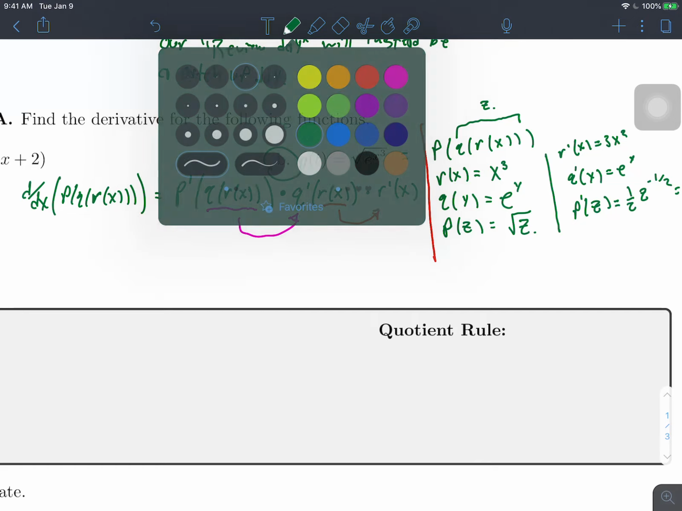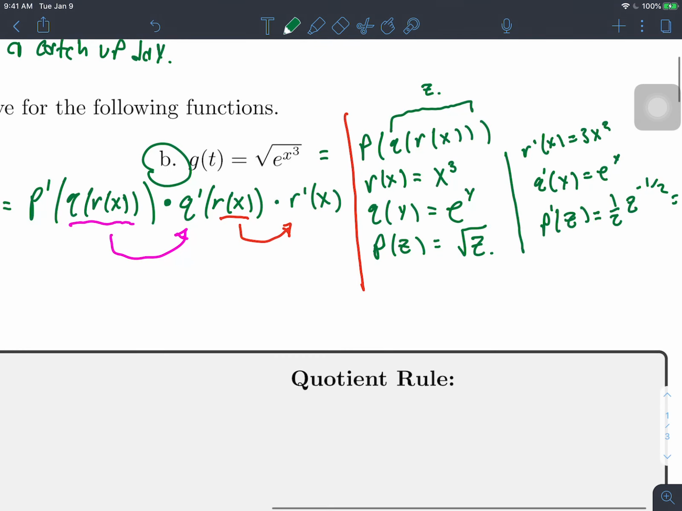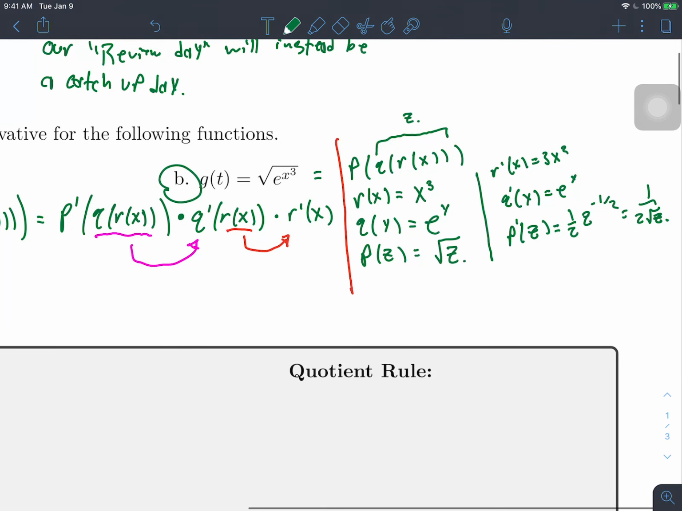Okay, so if I want to go ahead and plug in now, I'll take this information that's on the right side of the red line and plug in. So first I should take the function p prime of z, that's 1 over 2 square root of z, and I should go ahead and just plug in q of r of x. So for that part I'm going to get 1 over 2 times the square root, and I'm going to replace z by the function q of r of x. So I'm going to take r of x, that's x cubed, I'll plug it in for y in the function e to the y, and then I'll take all of that and plug it in for z in this square root. So I'm going to get e to the x cubed here.